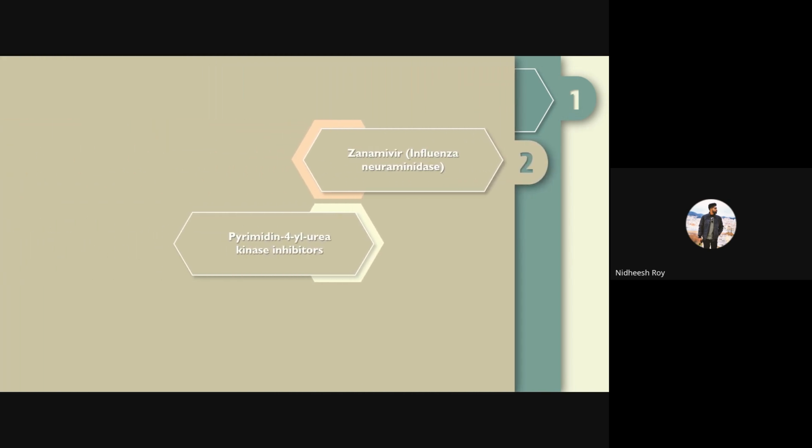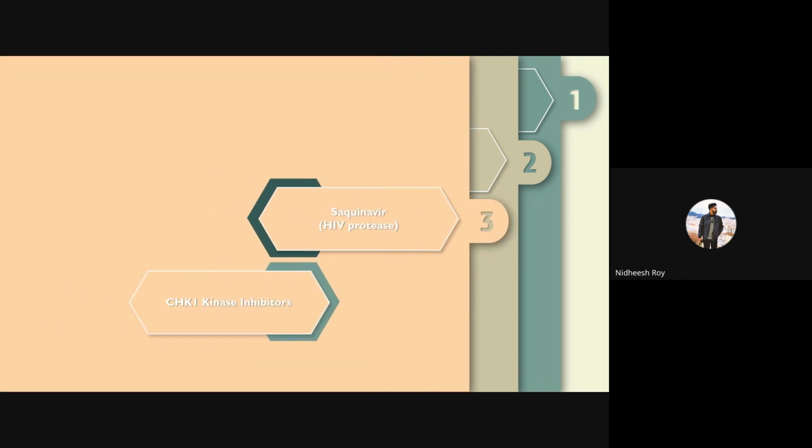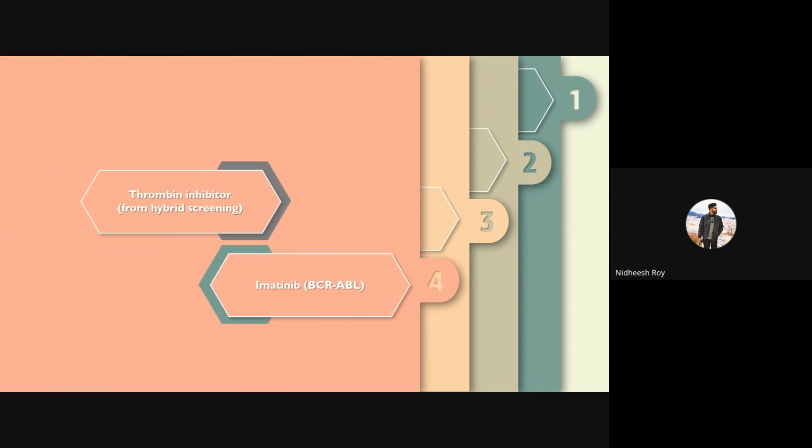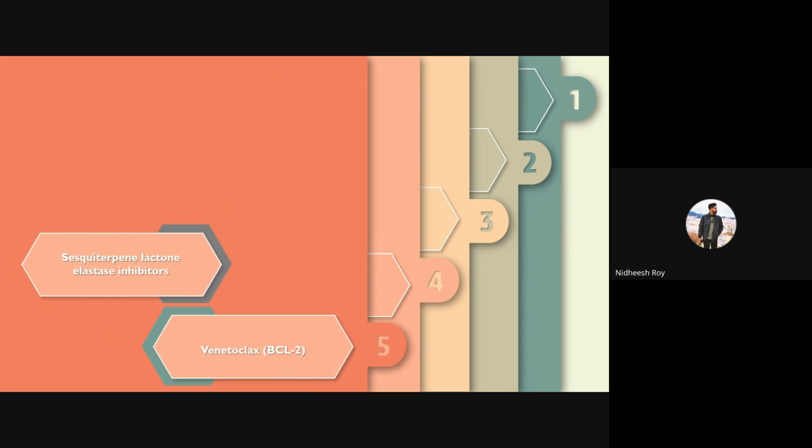The second set was these two. One was a kinase inhibitor and one was an influenza neuraminidase inhibitor. The third was an HIV protease inhibitor along with a kinase inhibitor. The fourth one was a thrombin inhibitor, which was found from hybrid screening. And the next one was BCR-ABL. These are the drugs which were either completely made by docking or completely identified by the efficiency of docking itself.